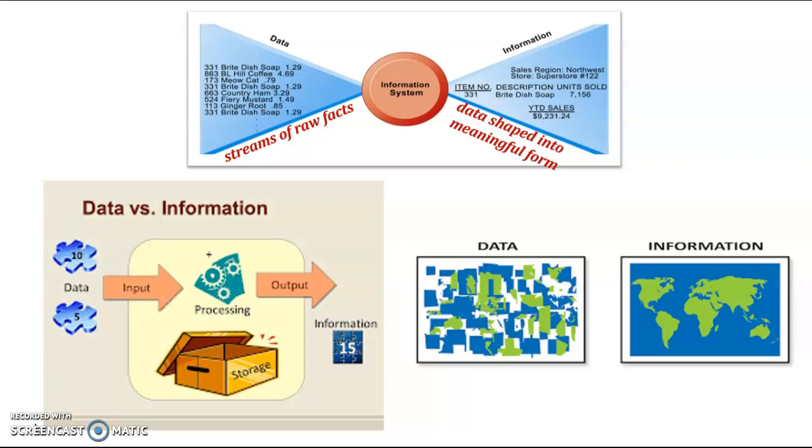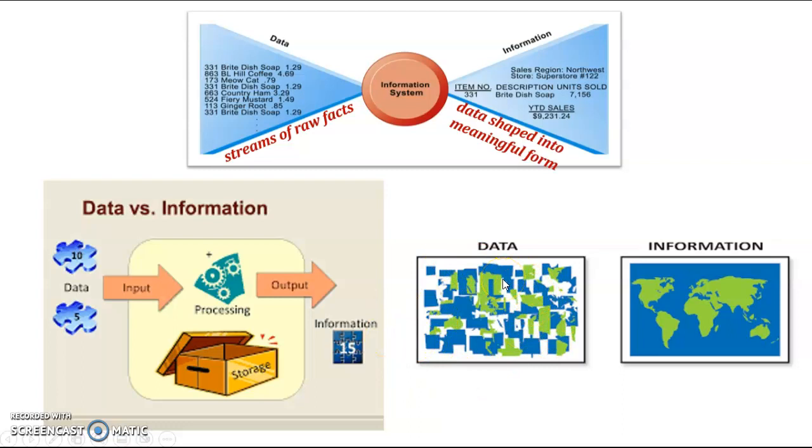So whatever you present or whatever you report in a monthly report, in an annual report, this is what we call information. If you can see here, this is an example of data, but once you process it, it becomes like 331 bright dish soap 1.29. So the item number will be 331. These are the description, these are the unique sold, for example. So this is data.